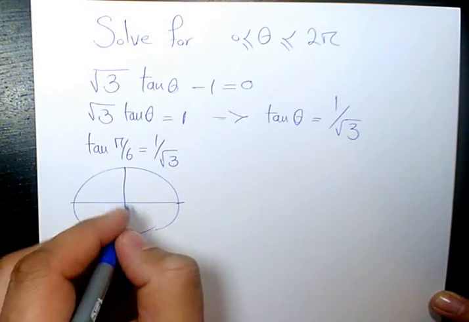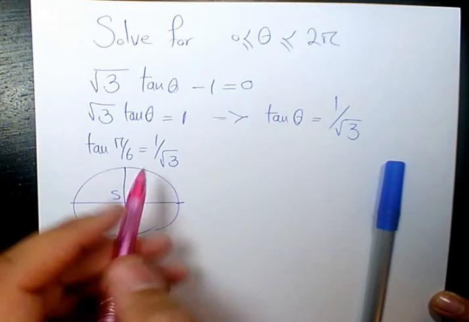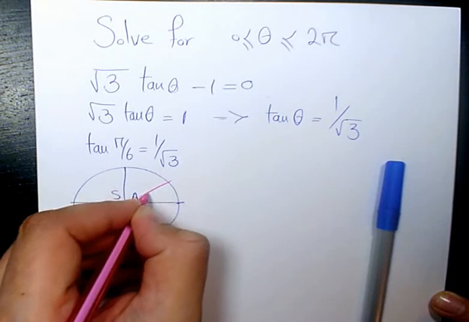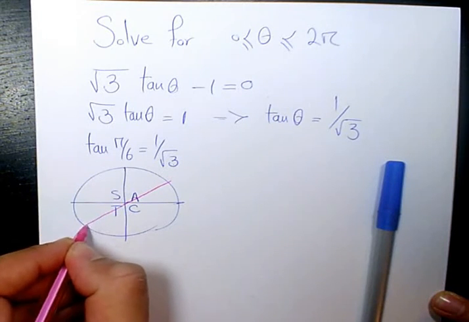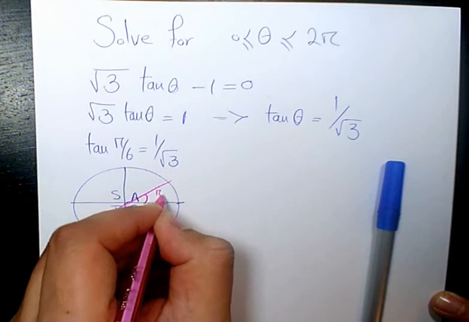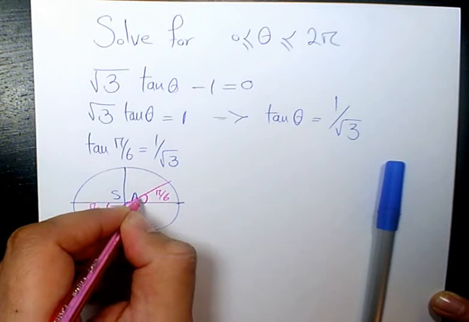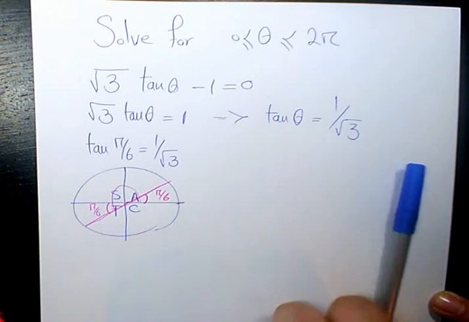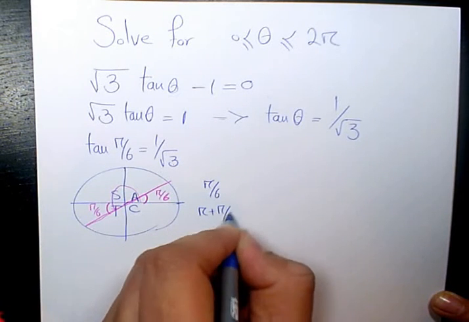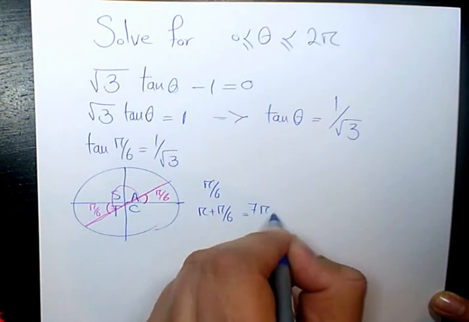For the second answer, we need to use the CAST rule. We know the tan function is positive in quadrant 1 and also in quadrant 3. So here we have pi over 6, the first answer, and the second answer is going to be pi plus pi over 6. So one answer is pi over 6, the other one is pi plus pi over 6, which will be 6 pi plus pi, 7 pi over 6.